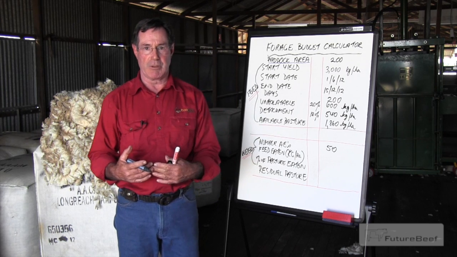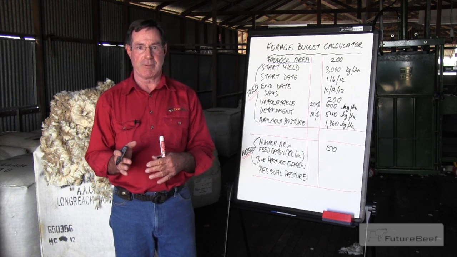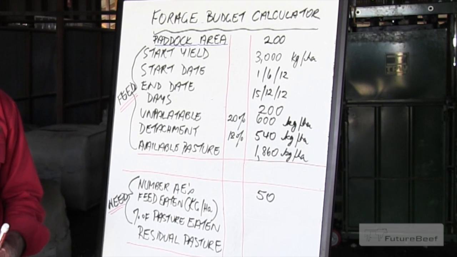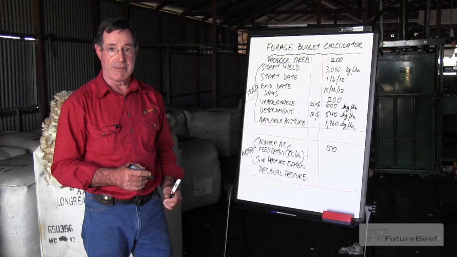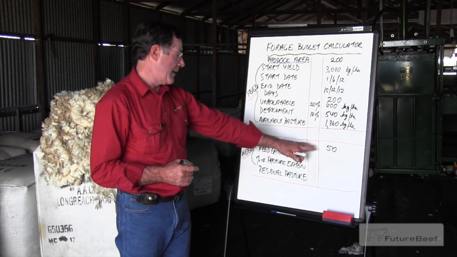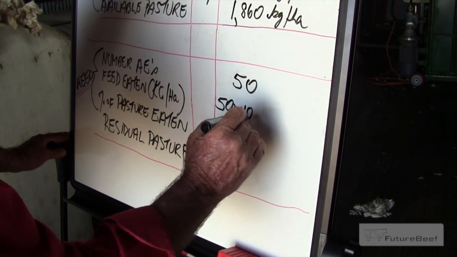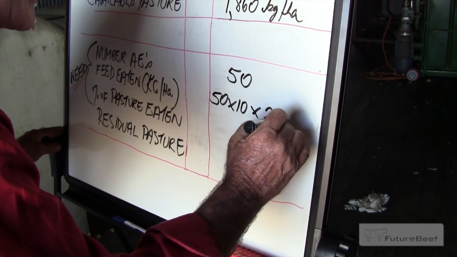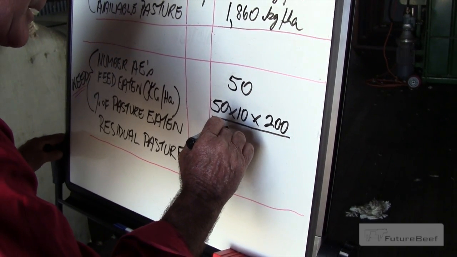That can be affected by time of year, and particularly by quality of pasture and whether you're feeding a supplement. But for the sake of a simple forage budget, we're going to work on 10 kilograms per head per day. So in working out how much feed is actually eaten, we take our adult equivalents, which is 50, multiply that by 10 kilograms per head per day that they're going to eat, and then we multiply by the number of days they're going to be in the paddock, and we divide all of that by 200.